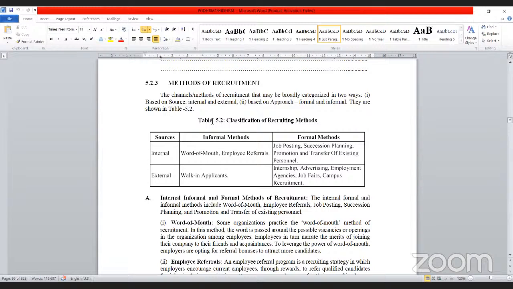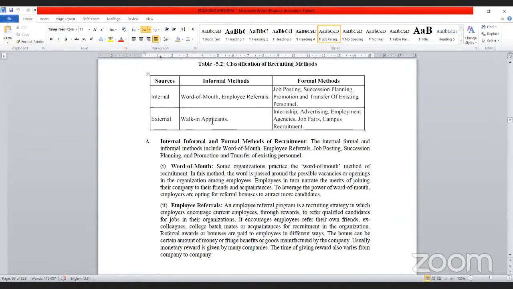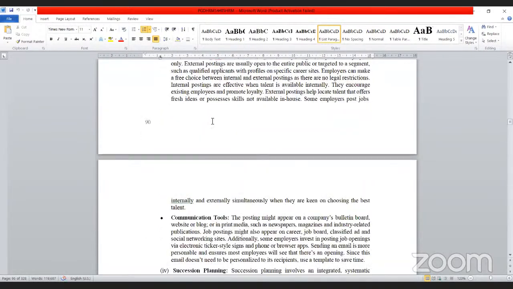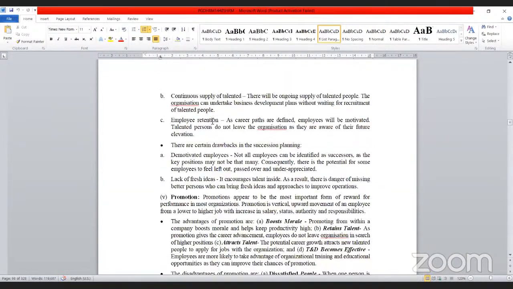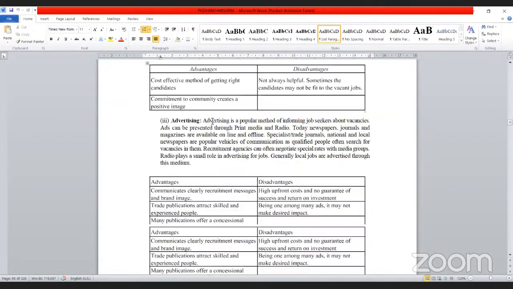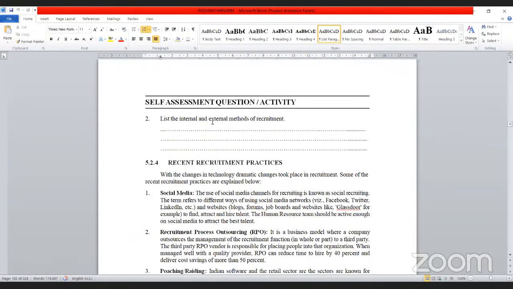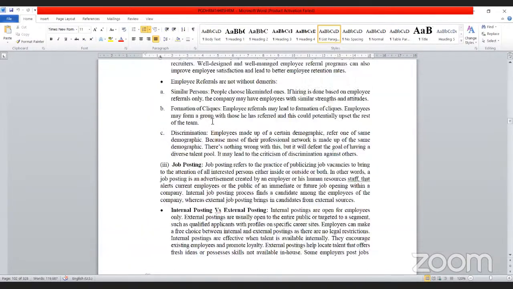Methods of recruitment. There are various methods, internal and external. Internal methods are word of mouth and employee referrals. External methods include walk-in applicants, where you go to the organization with your CV, and various other things.